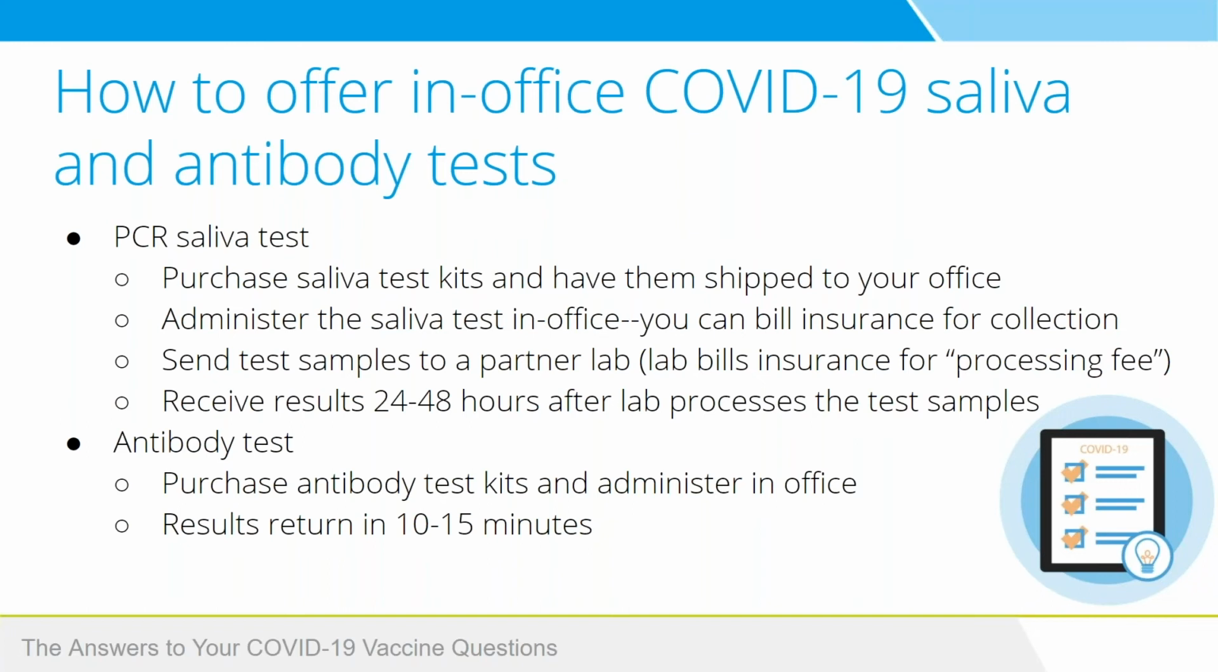These results are informative, not diagnostic. The CDC has made it very clear that antibody tests are not to be used for diagnostic purposes, but rather for informative purposes, giving a greater context to where you are in your health battle against the virus. Saliva PCR tests, on the other hand, are diagnostic, but must be sent to a lab for processing. So this results in about a 24 to 48 hour turnaround time.